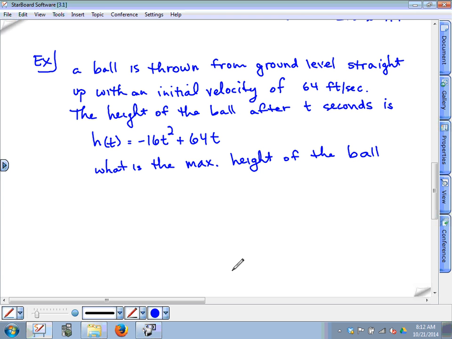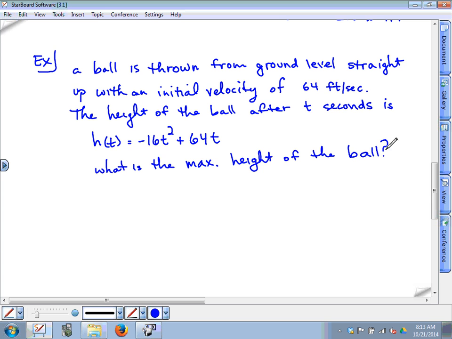But what is the maximum height of the ball? Well, what do you think? Not the exact answer. I'm not asking you for the answer right now, but how do we find the answer? That's what I'm asking. Right there. Yeah. It's the vertex again.